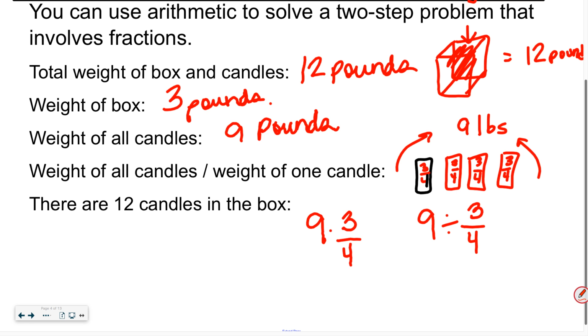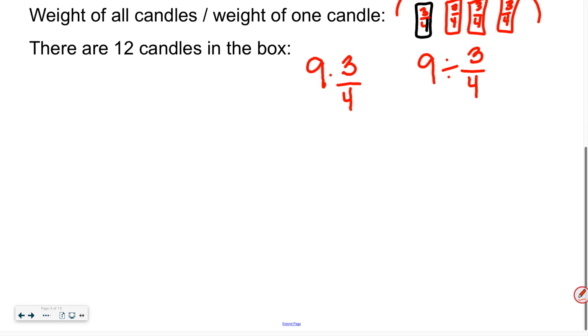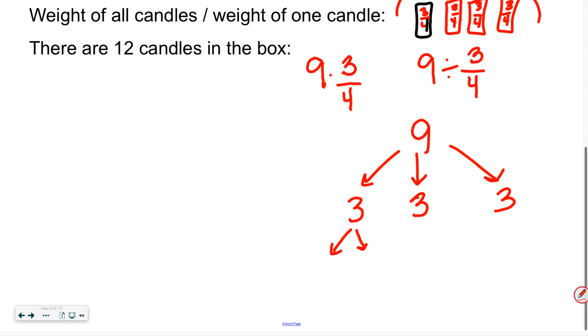Without doing a crazy calculation? How would you figure that out mentally? How many 3/4 go into 9 wholes? Is there anything you know about 3/4 going into a whole number? I could separate the 9. What do you know? 3 goes into 9 3 times. Okay, so I know that of my 9, how does that help you? What do I know about 3? How many 3/4 are in 3?